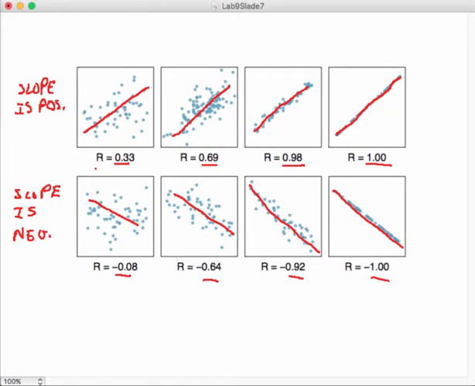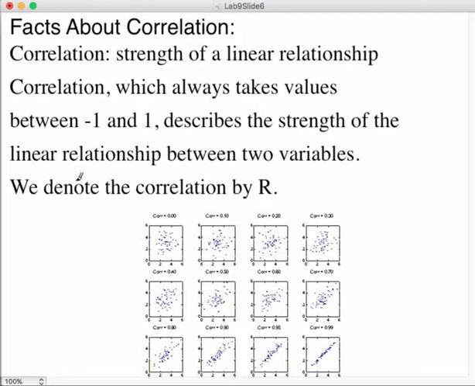All right. So a few facts about the correlation coefficient. It measures the strength of the linear relationship. By the way, this is all really good stuff to have in your comp book. So correlation, which always takes values between -1 and 1, describes the strength of the linear relationship between two variables. We denote the correlation coefficient with the letter R, okay?